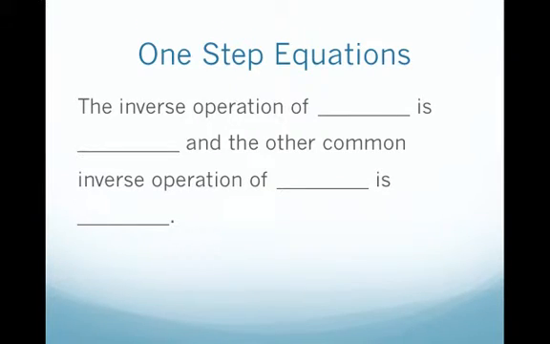One-step equations. The inverse operation of blank is blank. And the other common inverse operation of blank is blank. So in the first blank, you're going to put the most common operation we use. And in the second blank, you're going to put its inverse operation. And then in the third blank, you're going to put the second most common operation used. And then in the last blank, its inverse operation.